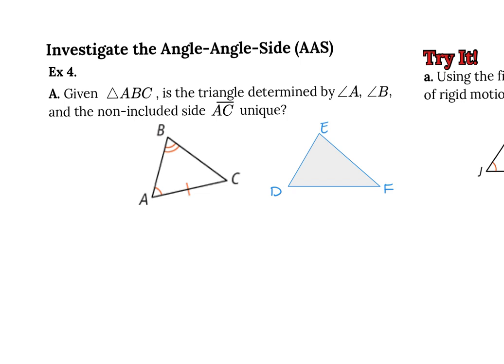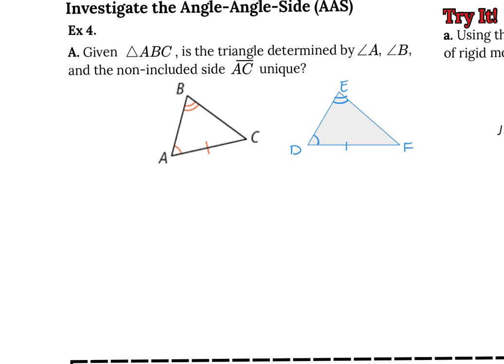Angle A would be congruent to angle D. Angle B would be congruent to angle E. And side AC would be congruent to side DF. Using the triangle angle sum theorem, we know that all of the angles inside of a triangle add up to 180 degrees, so we can set it up for our missing angle C. The measure of angle C would equal 180 degrees minus the measure of angle A minus the measure of angle B.